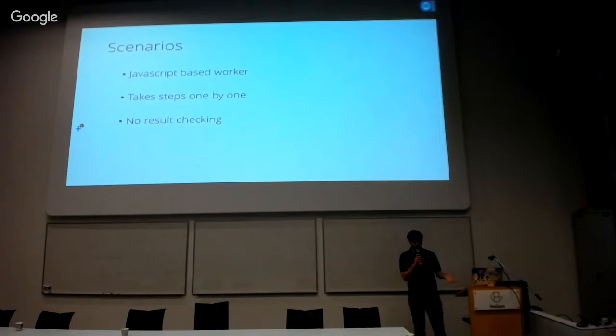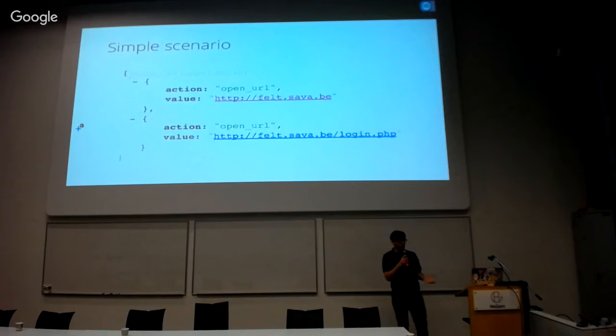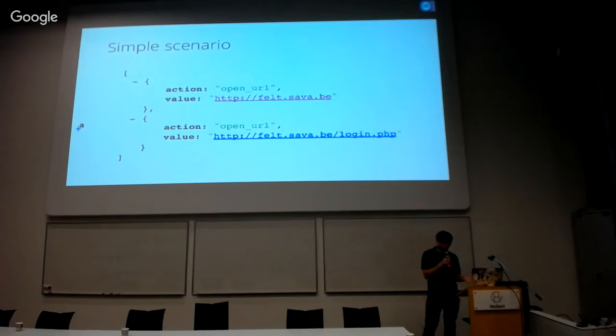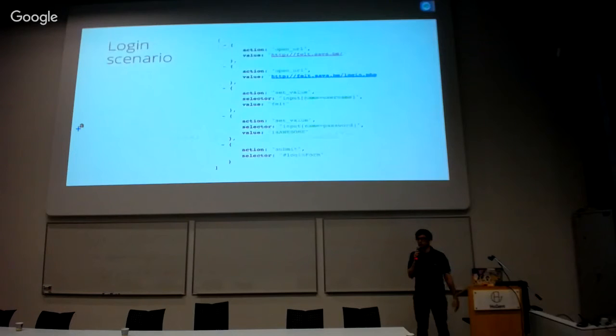Now, how does it work? I have a simple JavaScript-based worker. It takes a scenario and it runs it step by step. It doesn't do result checking, so it doesn't check if a certain value is on the page. It just goes through the steps one by one. Here's an example of a really simple scenario. It opens the first URL, waits till everything loads, including API calls and JavaScript, and then opens the second URL, and waits till everything loads.